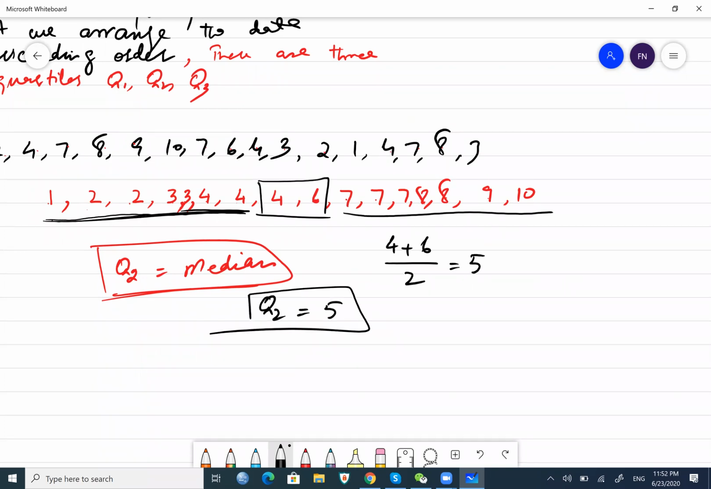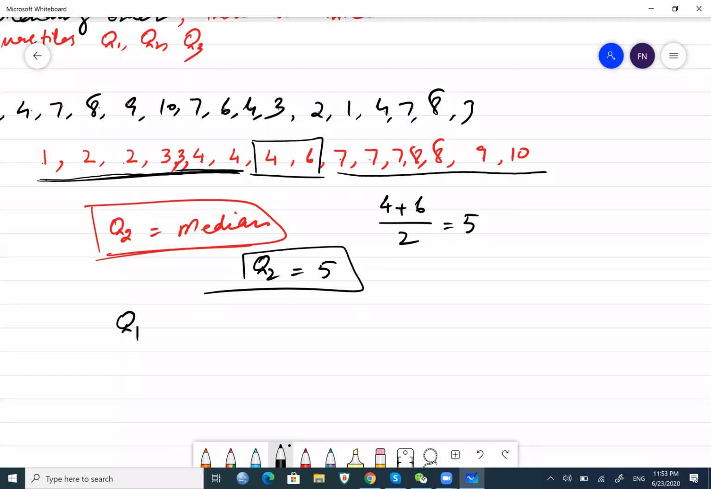Understand? What do Q1 and Q3 mean? Yeah, I will come to that point. First, I calculate Q2. Is that clear how to calculate Q2? Okay. Now we calculate Q1.